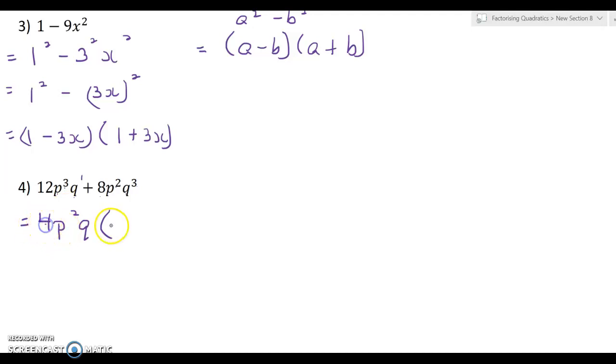Now let's go. 4 by what to give me back 12? 4 by 3. P squared by p will give me back p cubed, or p to the power 3. And the q is already there, so we don't need to put back anything for the q, right? Plus 4 by 2 will give me back 8. P squared is already there, so we don't need to put back anything for p. And then q by q squared will give me back the q to the power 3. So far, so good. One more question to go.